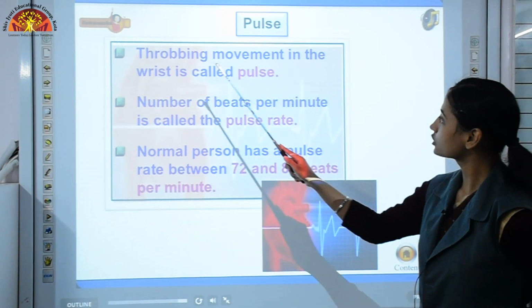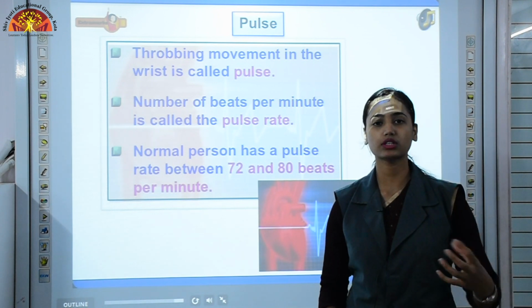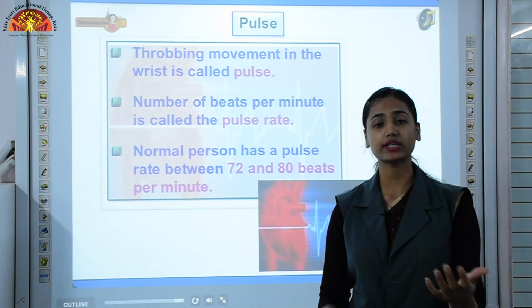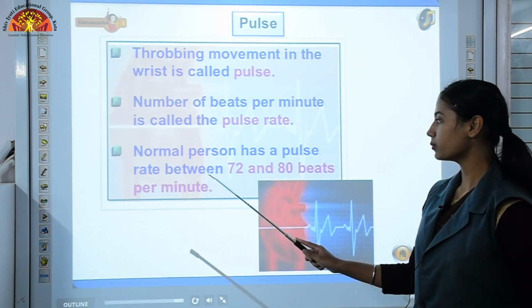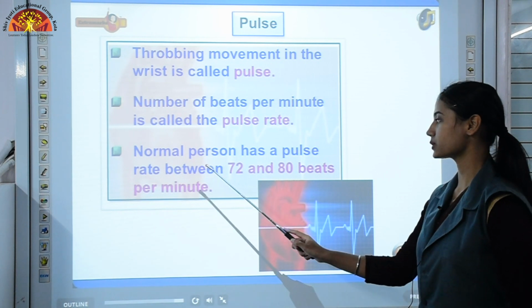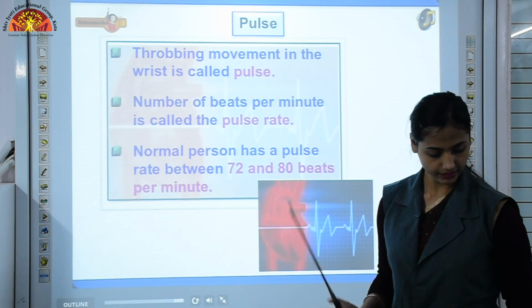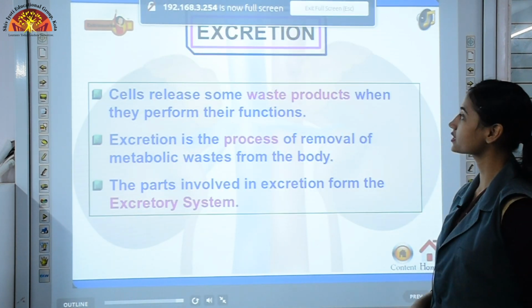Then pulse. Throbbing movement in the wrist is called pulse when our heart beats. So the blood flows in our blood vessels, so that throbbing is known as pulse. And for a normal person, pulse rate is between 72 to 80 beats per minute. Is this topic clear? Then next is excretion.